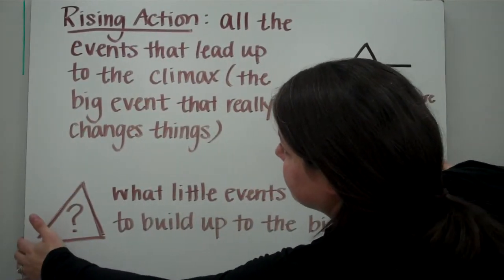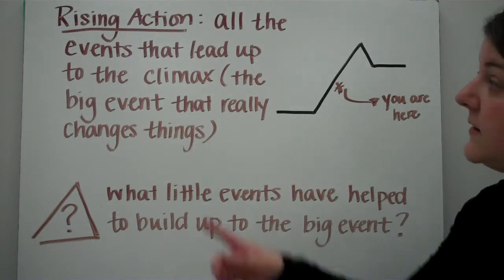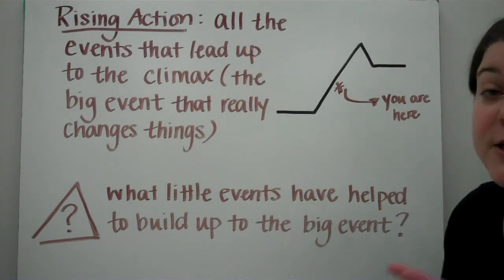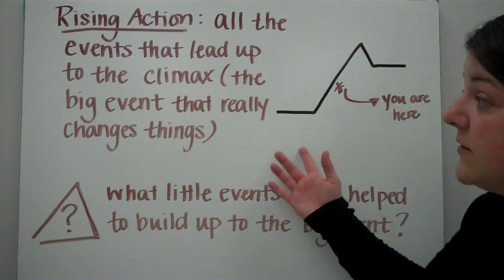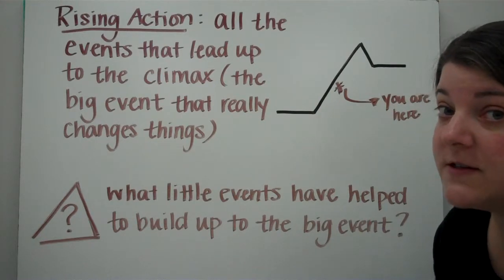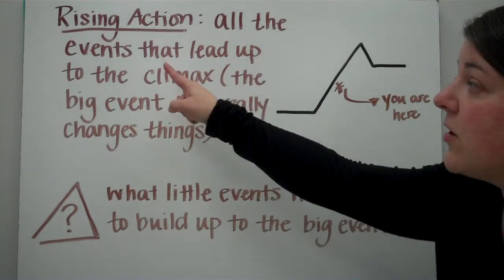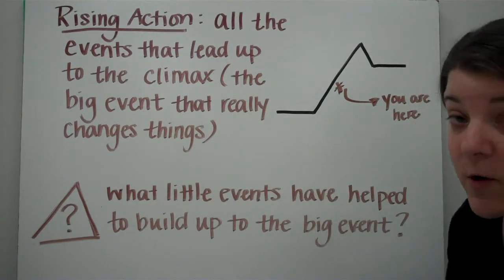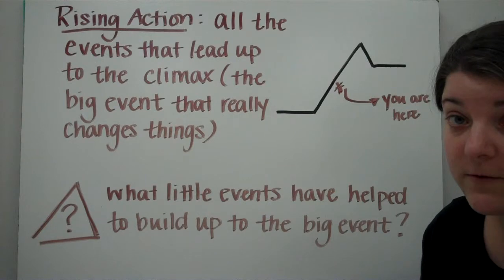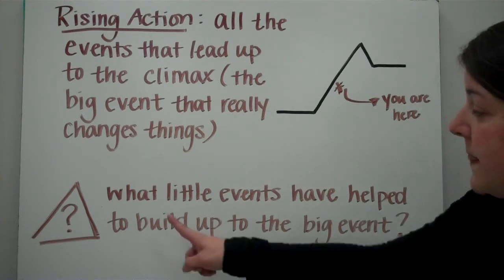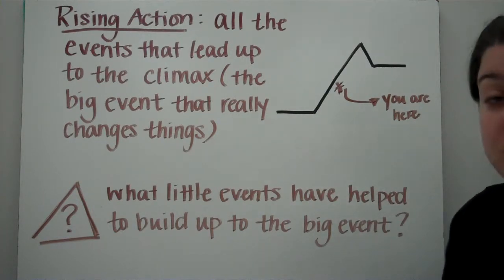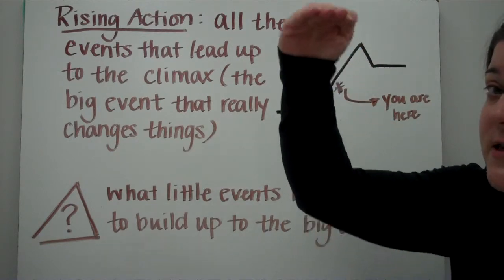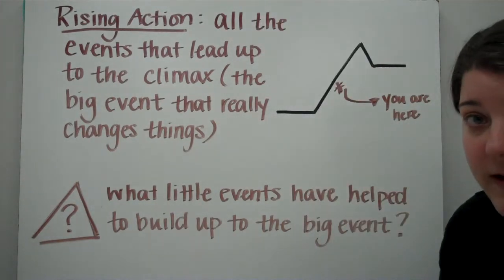So, what's the next part? The next part of plot is the rising action. The rising action are all of the events that happen before we get to the climax. The climax is also known as the big event that changes everything in the story, okay? But the rising action are all the events that lead up to that. So the question you want to ask yourself when you're looking for the rising action would be, what little events have helped to build up to the big event? So you want to look for all those little events that build until you get to the big event.